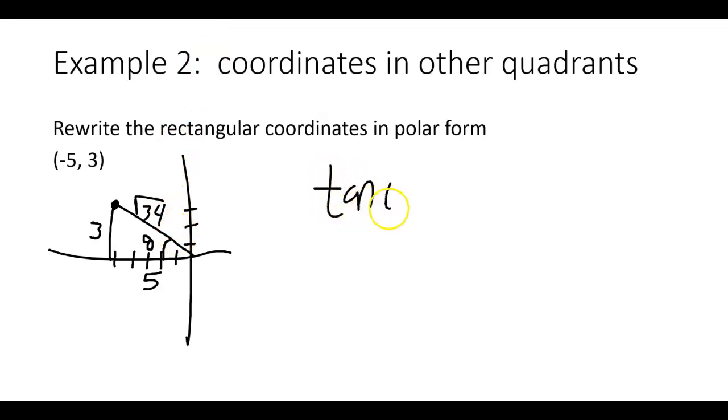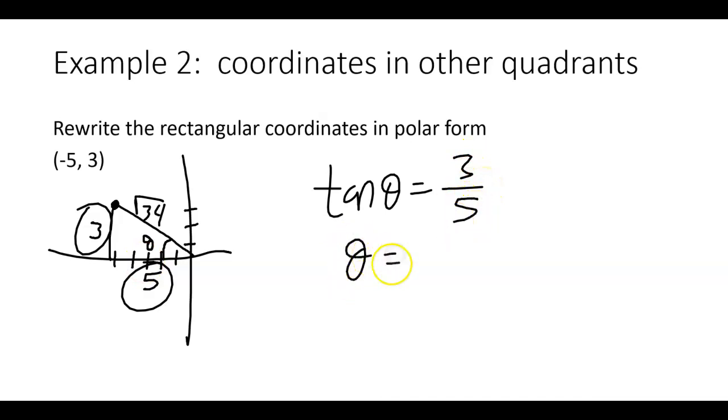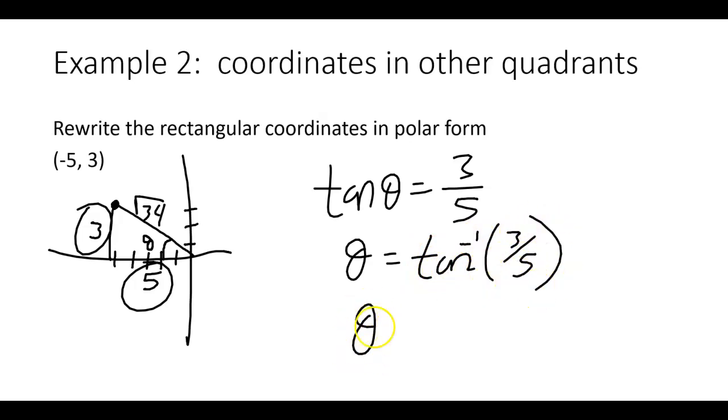It's going to be tangent, right? Because it's opposite over adjacent. And then we're going to go ahead and arctan on both sides to solve for theta. All right, let me punch that in my calculator real quick here. Arctangent of 3/5. And I get 30.9, so I'm just going to round that to 31 degrees. Okay, so this angle right here is 31 degrees.